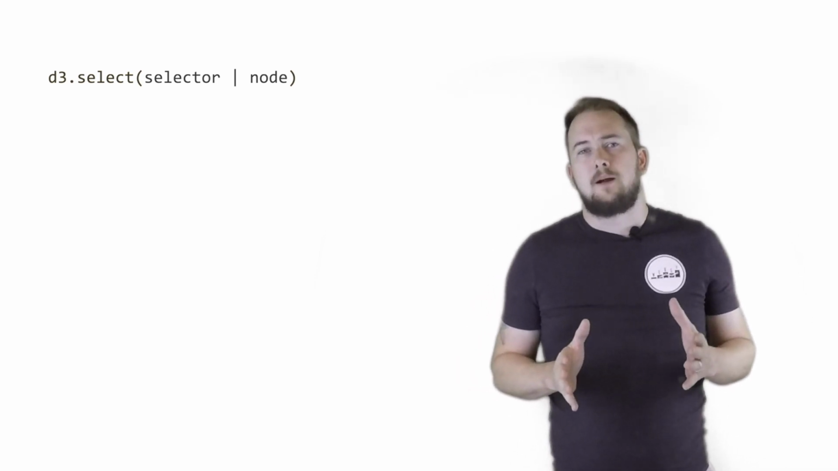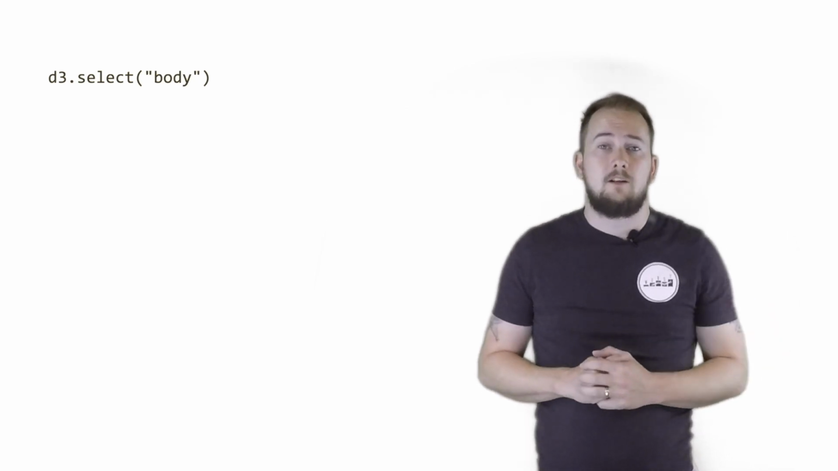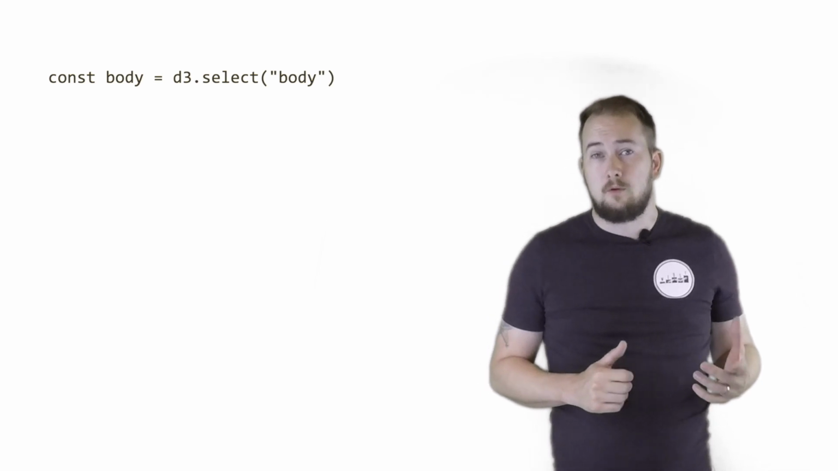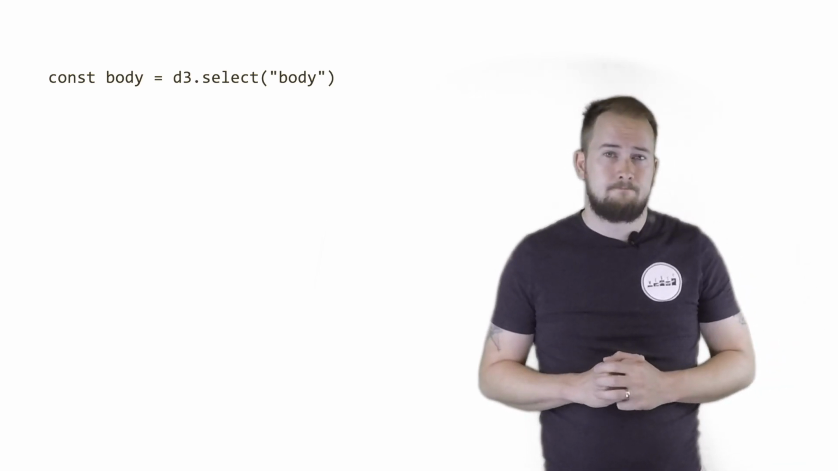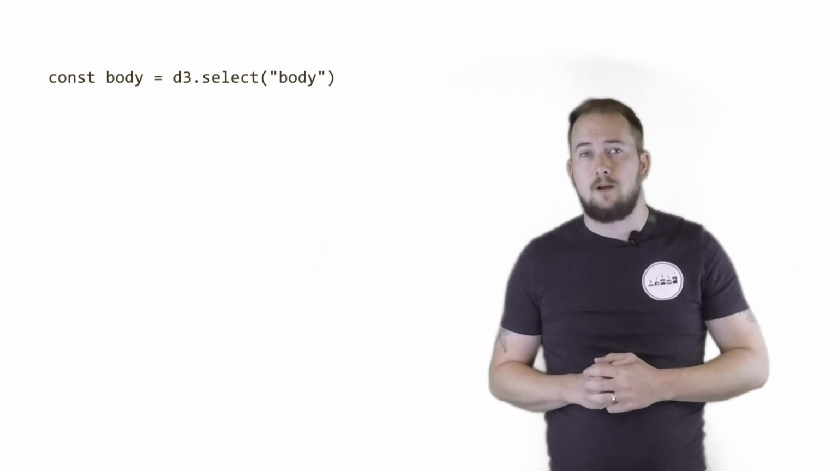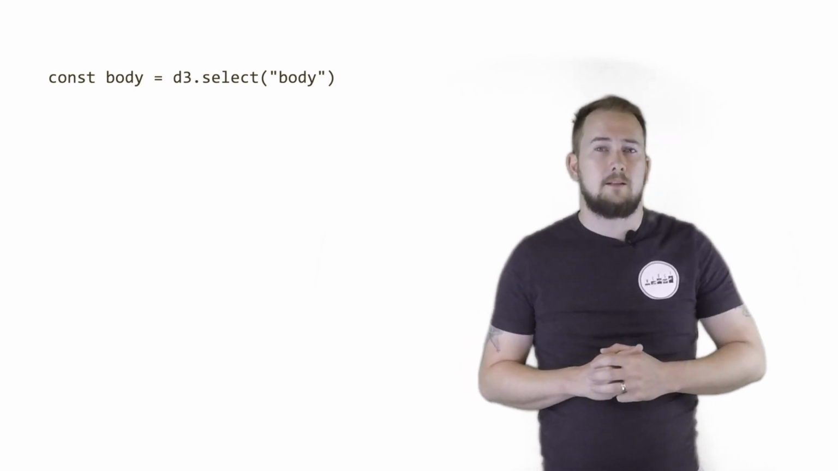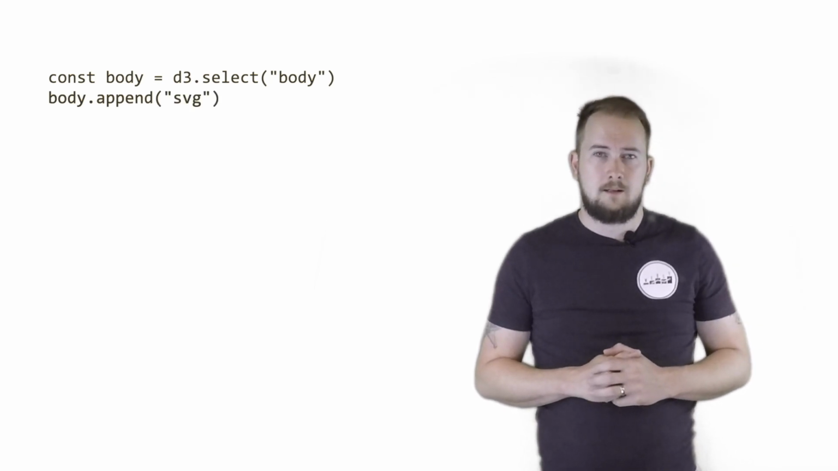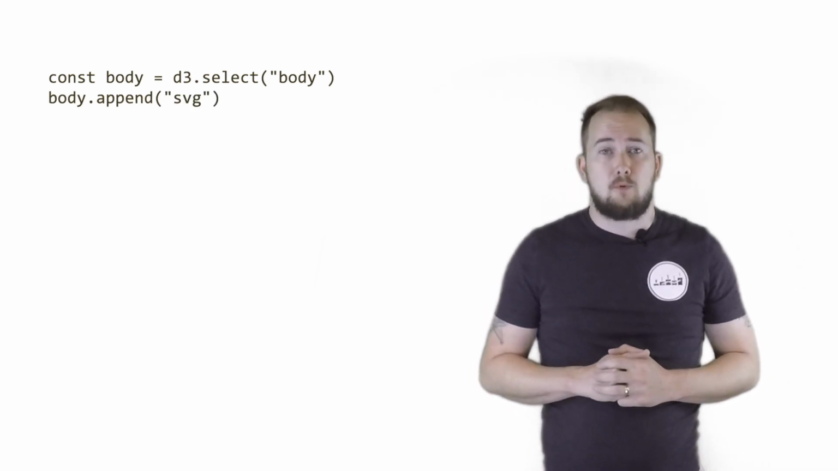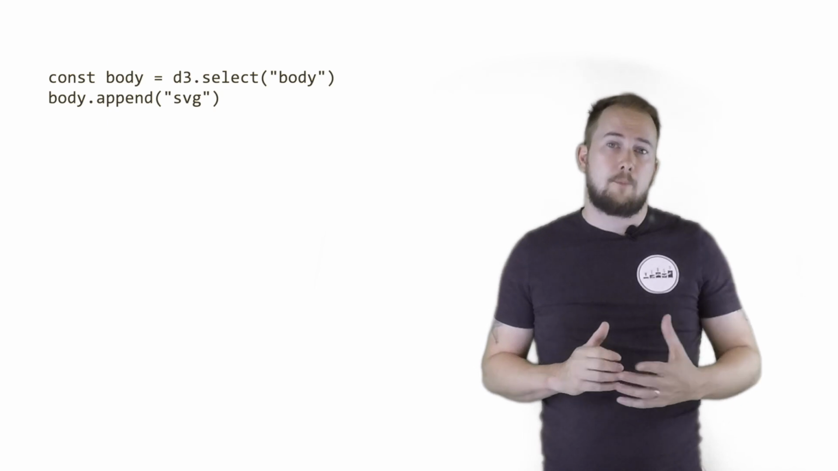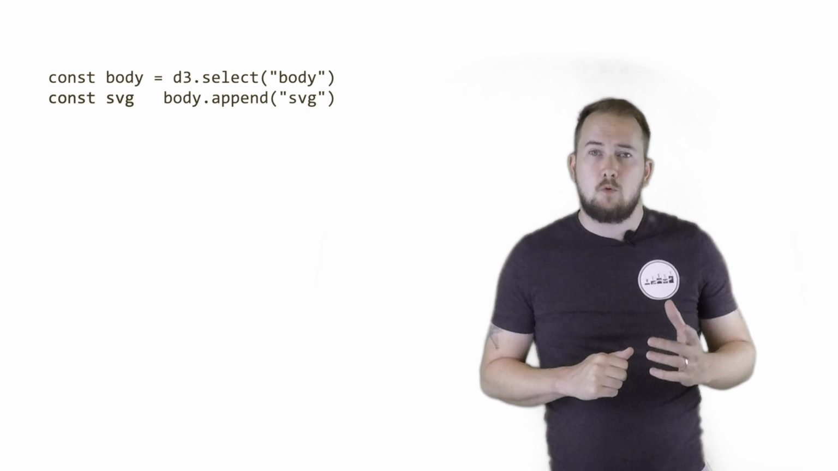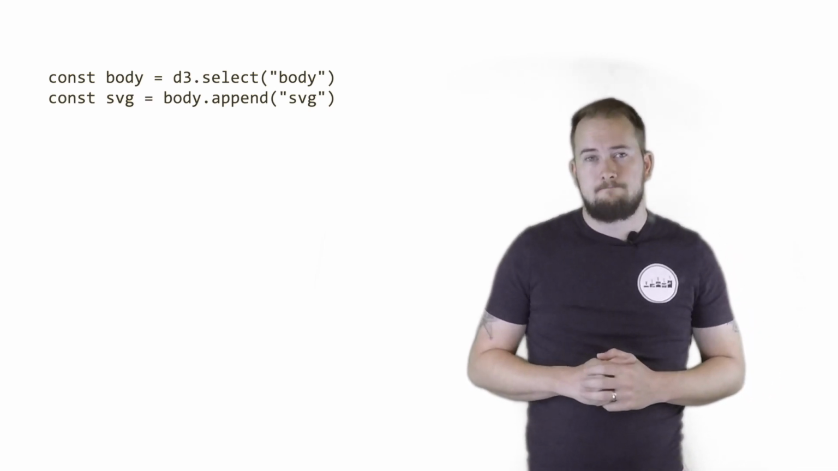We're going to start by getting a reference to the HTML body, like this, and we'll save it in a new variable. This variable is essentially a D3 node that represents the body element. Next, we're going to create a new SVG element and append it to the body, which we'll do by calling the append method. This method also accepts a single parameter, which should be a string that represents the tag name of the element we want to create. Again, we'll store the result in a new variable.